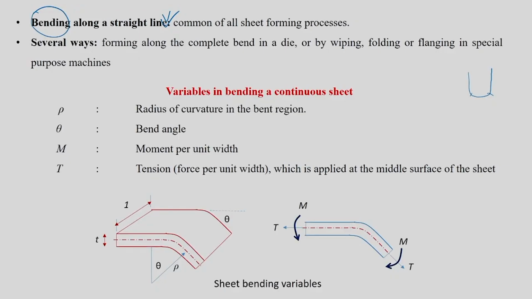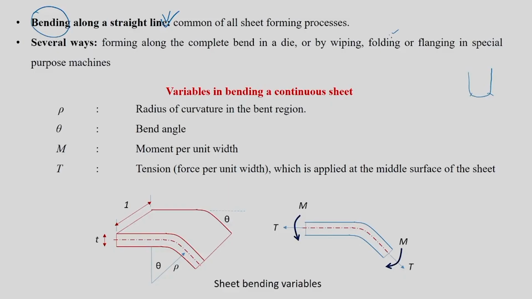Bending along a straight line can be done in several ways. We can bend it with the help of a die punch setup. It could be done in the form of a folding operation or a flanging operation in special purpose machines, like the bending machines available in workshops. We can also bend sheets by holding them in a bench vise and giving some displacement to one of the edges. There are several ways we can do the bending operation, but the complexity of the machine depends on what kind of component you want to make.